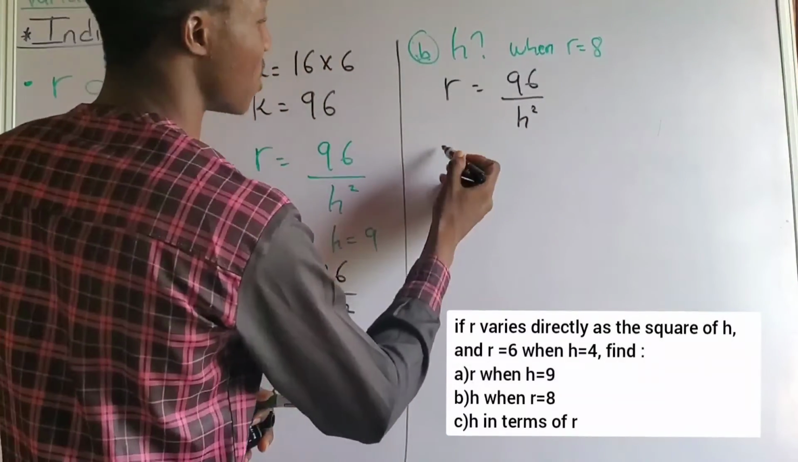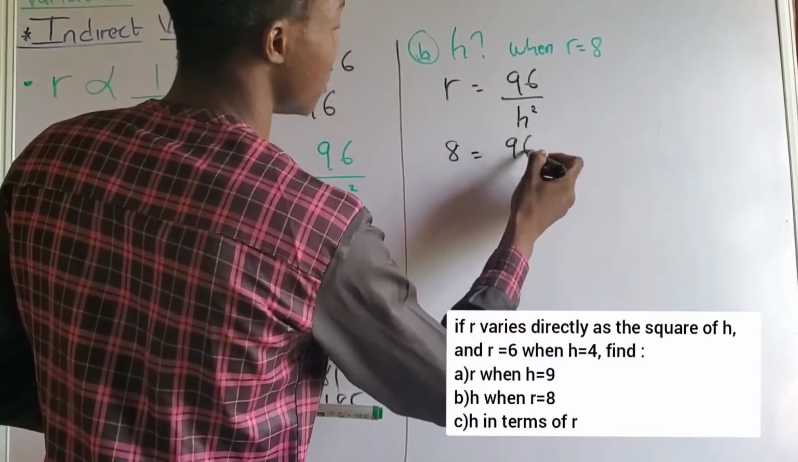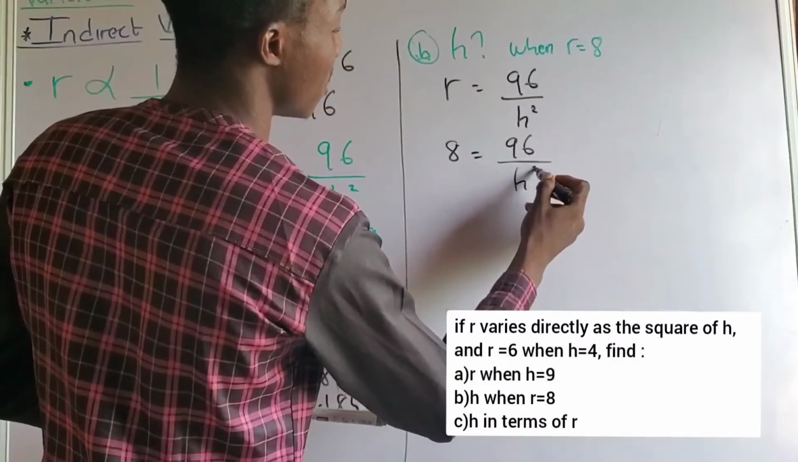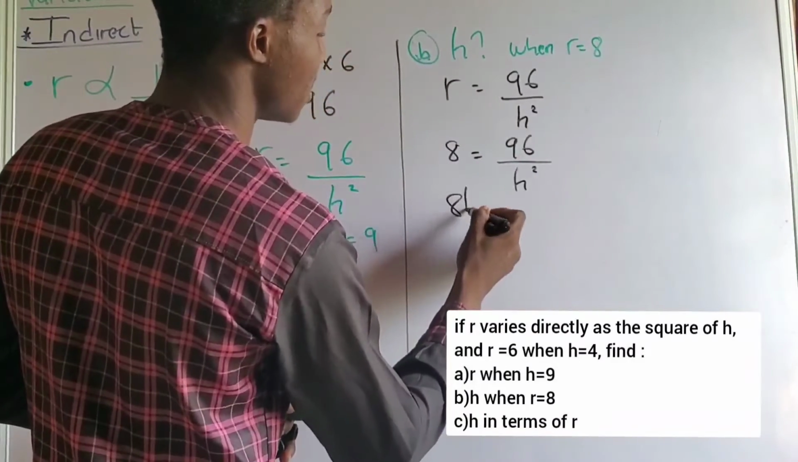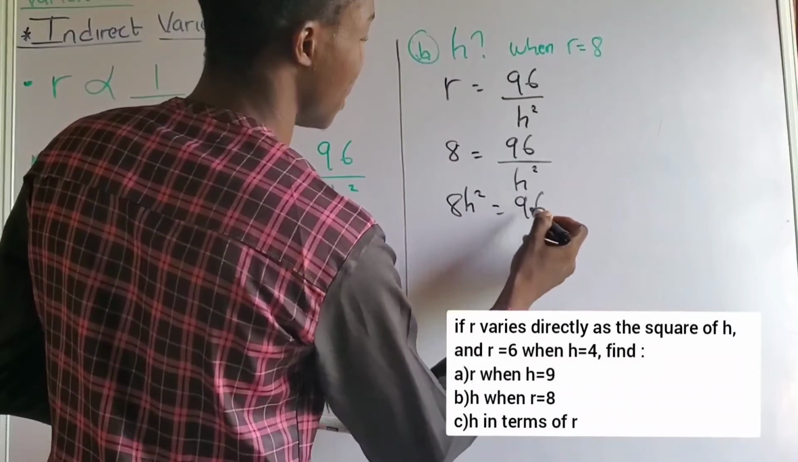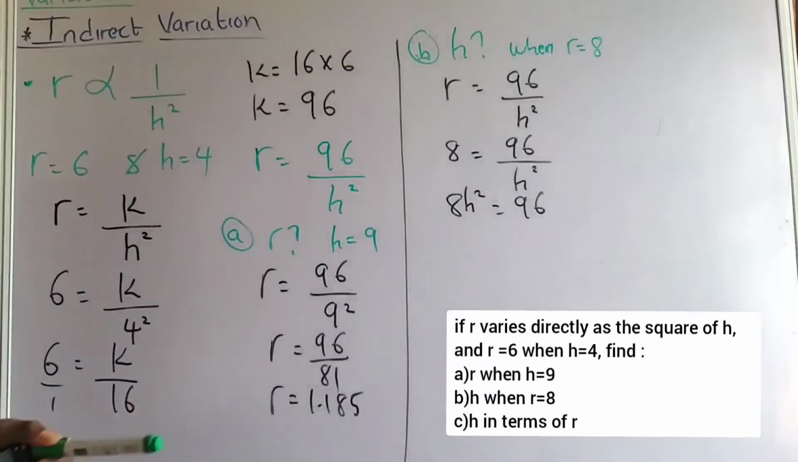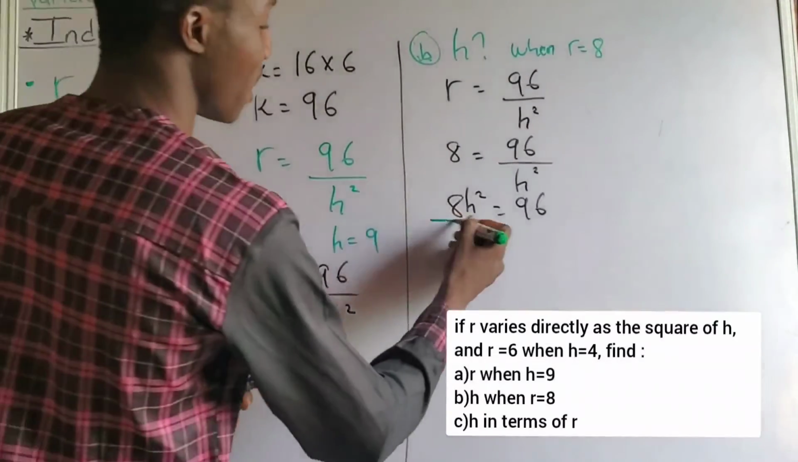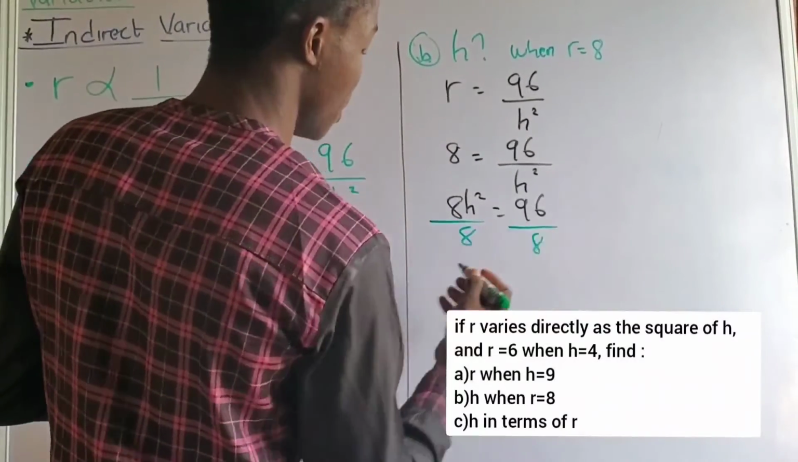Now r is 8. I'm going to have 8 equals 96 all over h squared. So 8h squared is equal to 96. That is, I take the cross product of 96 over h squared and 8 over 1. Do you understand? Okay, now to get the value of h, we have to divide both sides by 8. So I'm left with what?